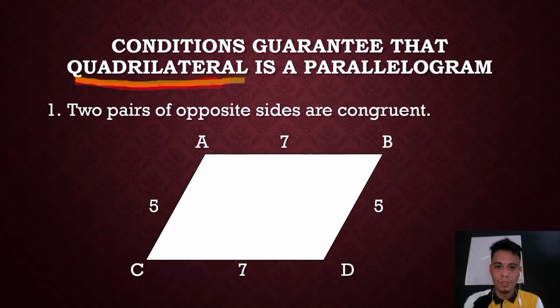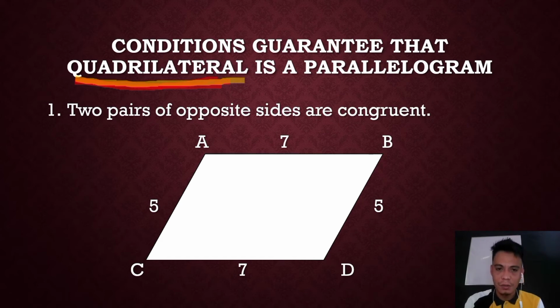Two pairs of opposite sides are congruent. So, kapag ang quadrilateral daw na may dalawang pares ng opposite sides congruent, that is a parallelogram.